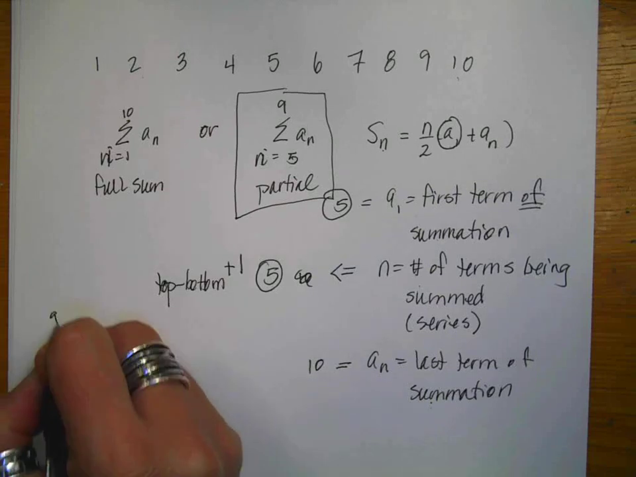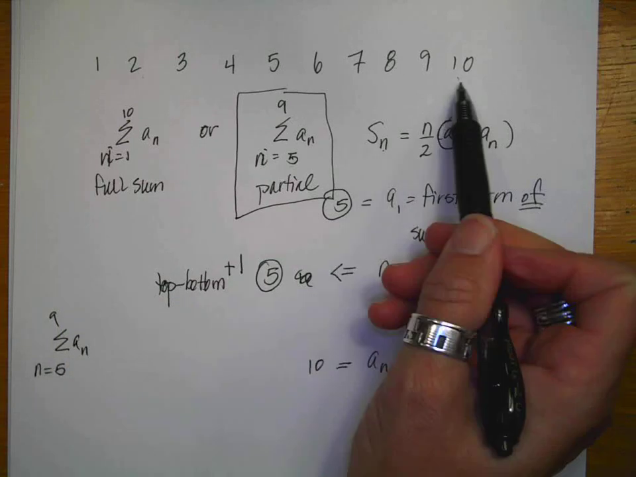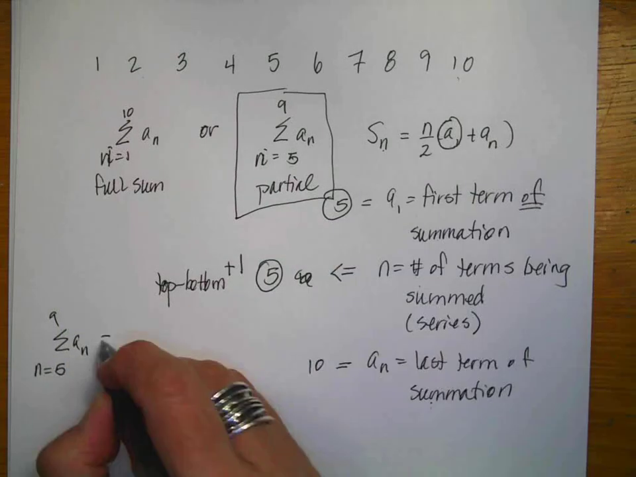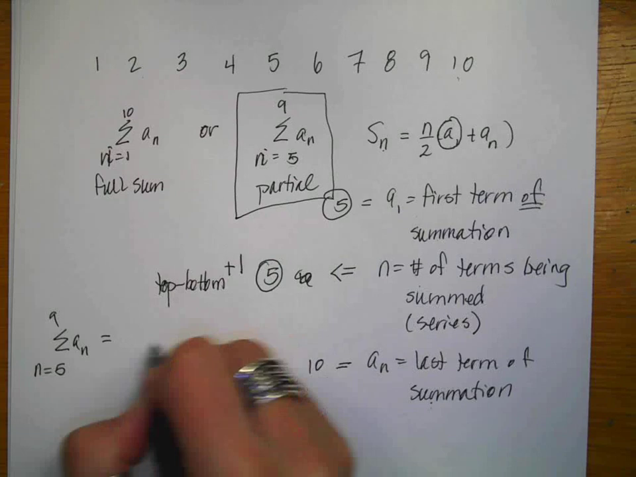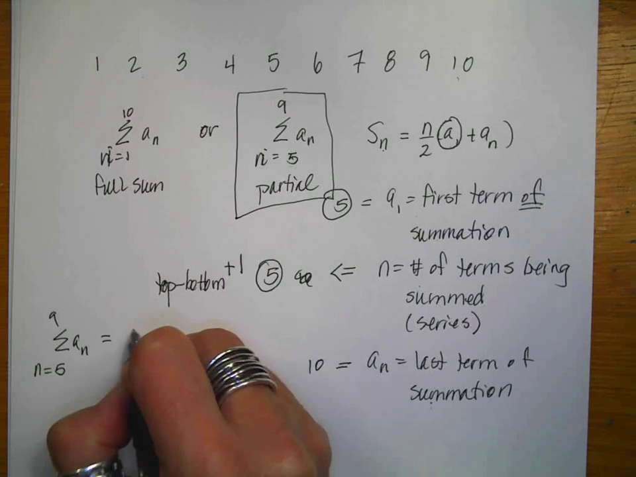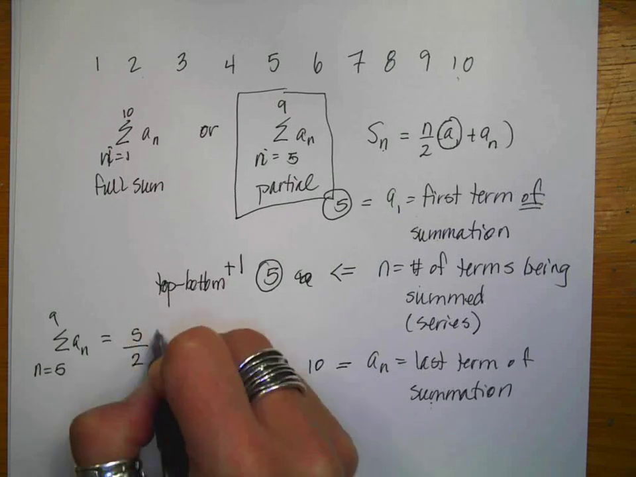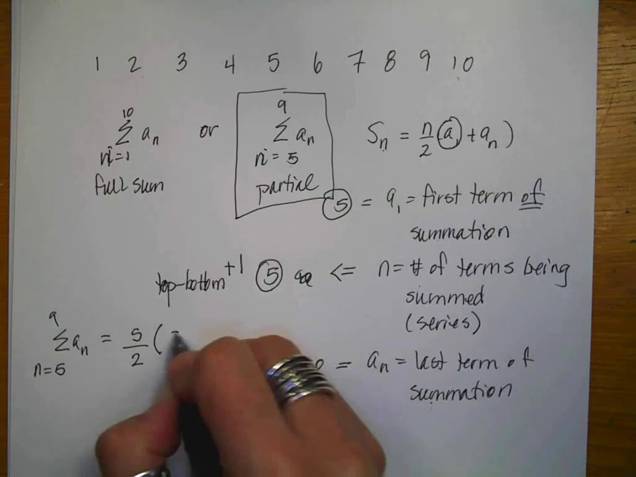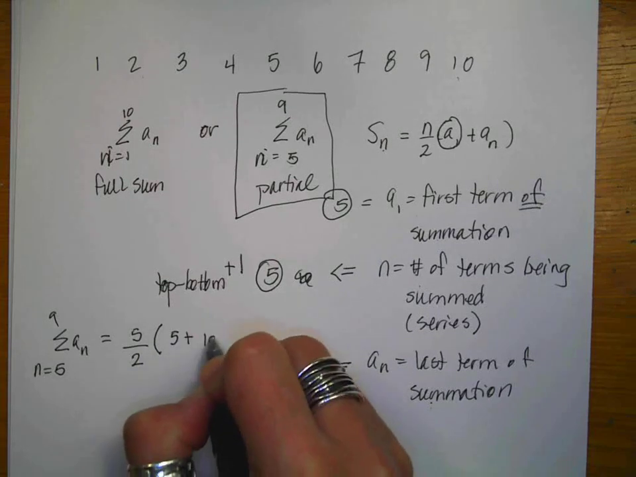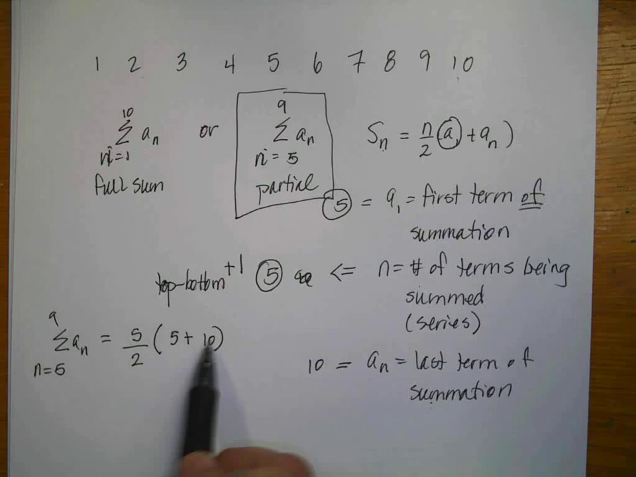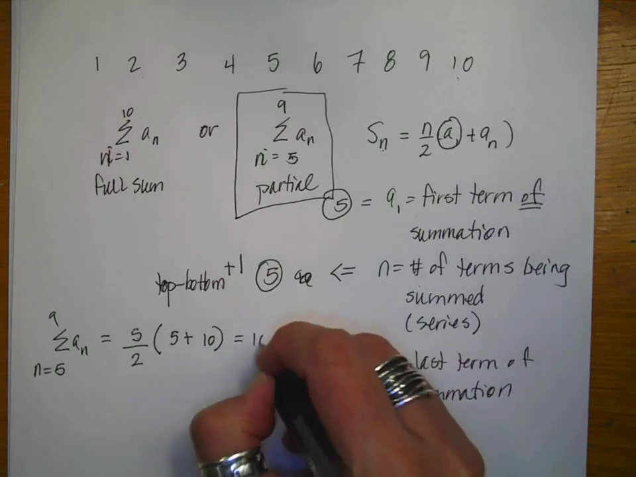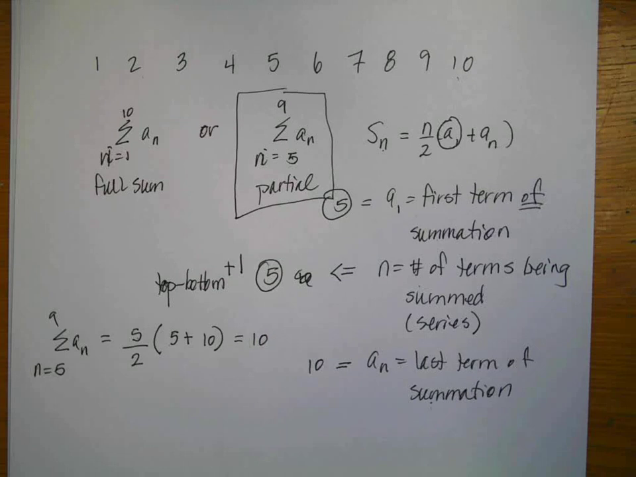So if I wanted to sum from n equals 5 to 9 of a sub n, and I'm going to use the sequence that I gave you, it would be my n, which was 5, over 2 times the first term, which was 5, the last term, which was 10. So this would be 15 plus 5 is 20, divided by 2 is 10. Okay, and that would be the sum of the terms from 5 to 10.